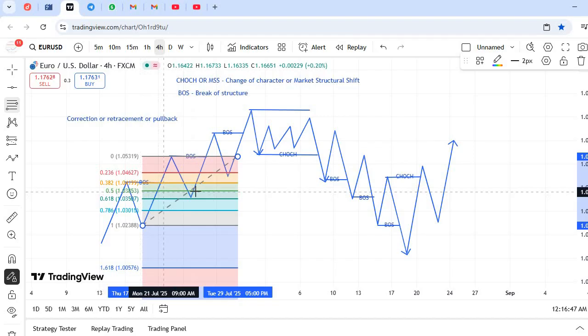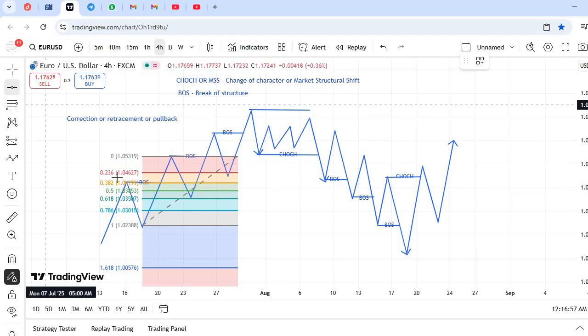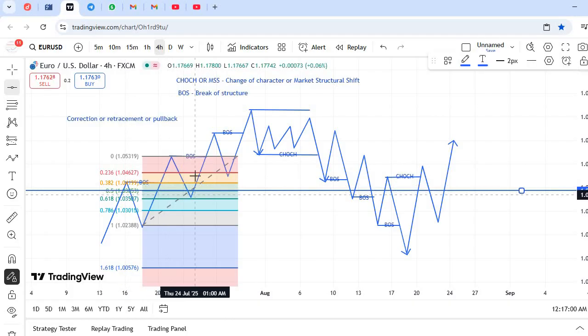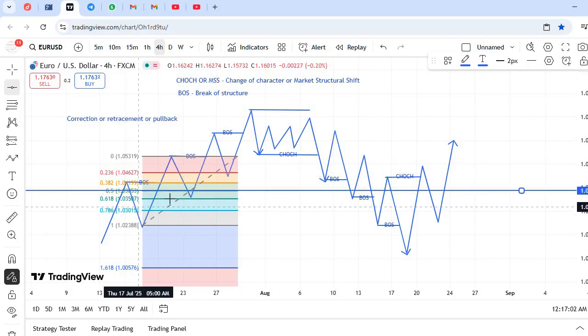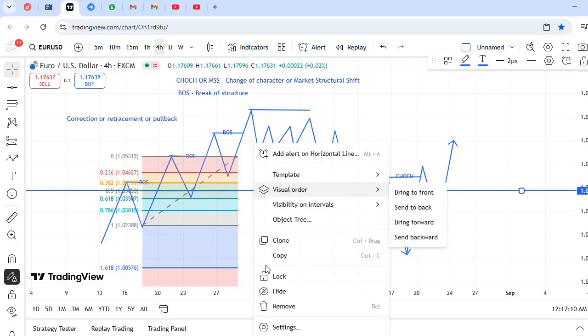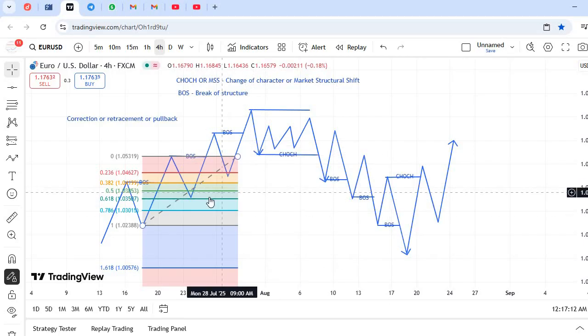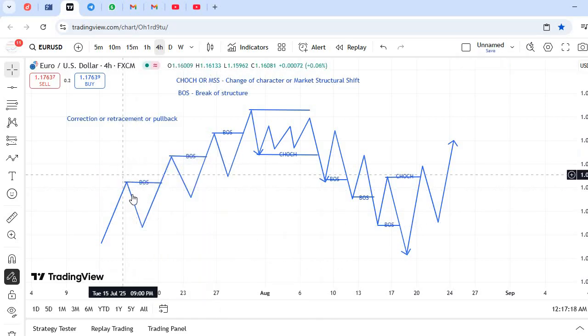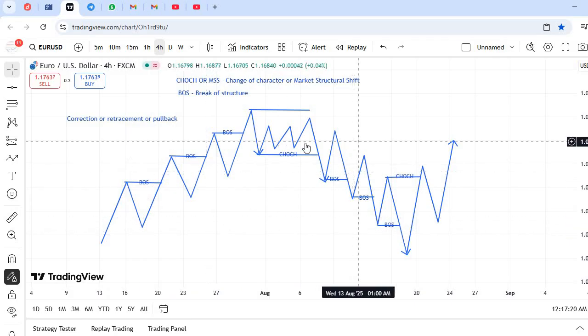Okay, you can see this one is at 0.61, because the midpoint is 50%. Our midpoint is 50%, and you can see that it got there, then it came down to 0.618 before it started going up. Can you see that? So for an uptrend pullback, the correction.